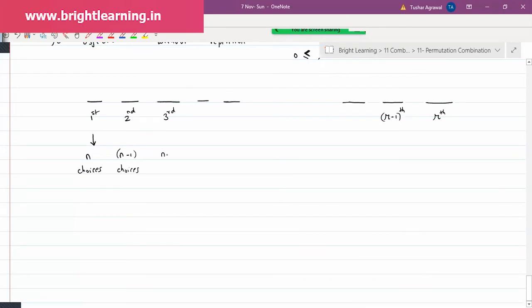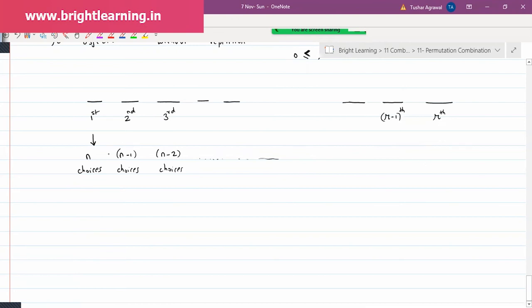Third position, there are n minus 2 choices, and so on and so on. Now this is a little bit of an application of geometry, arithmetic progression also, progressions. They are decreasing by 1 each time: n minus 1, minus 1, minus 1, up to the rth term. What will be the rth term?